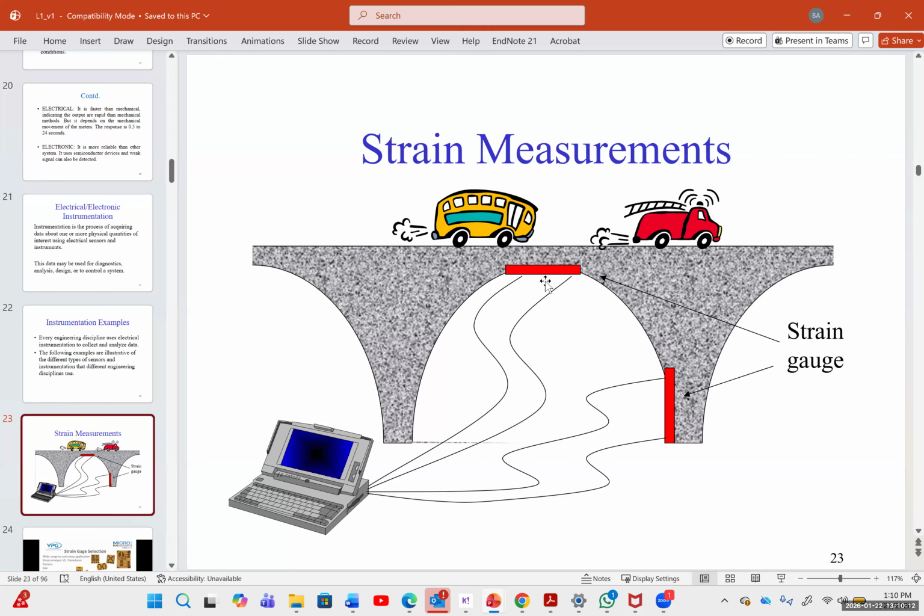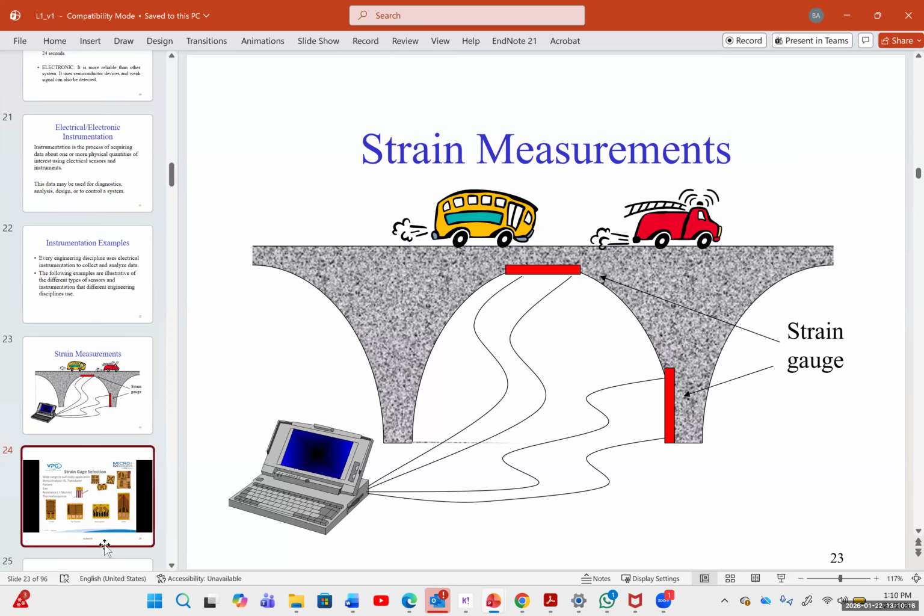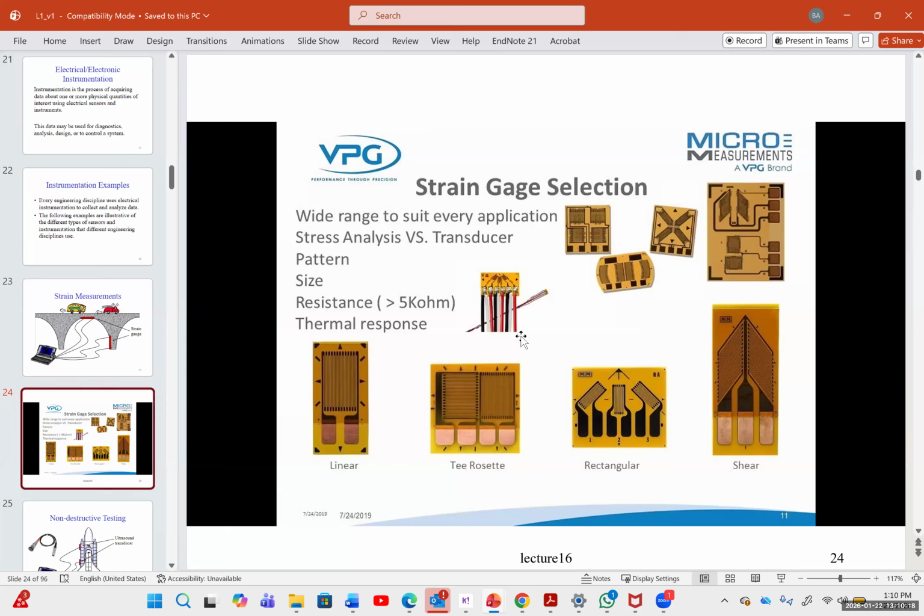Now, how does a strain gauge work? I gave you an example of that. A strain gauge usually looks like this. It works on the basis of resistance. And when you pull on both ends of the strain gauge, what happens is, let me draw it for you.